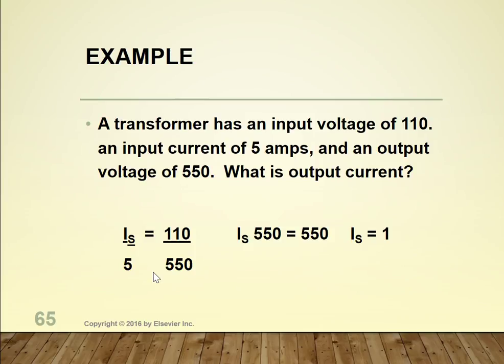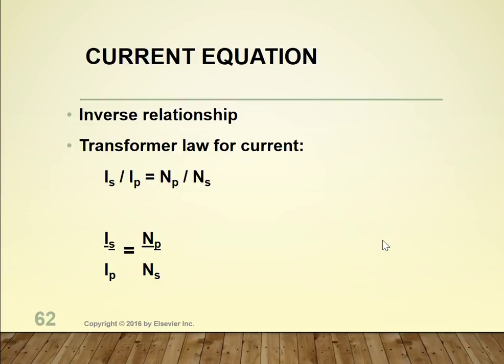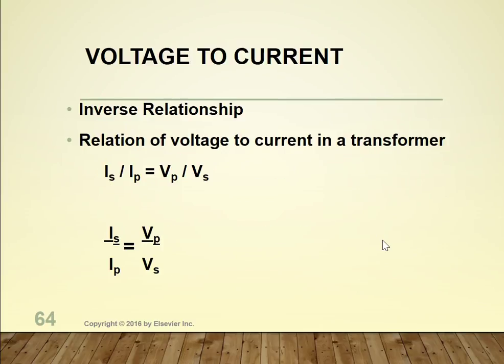Output voltage of 550. What is the output current? So we put our formula here, we cross multiply, and again, it's 1. So we started out with 5 amps, and there you go. Remember, this is the current and inverse relationship with the transformer. Now, current to voltage is also inversely.